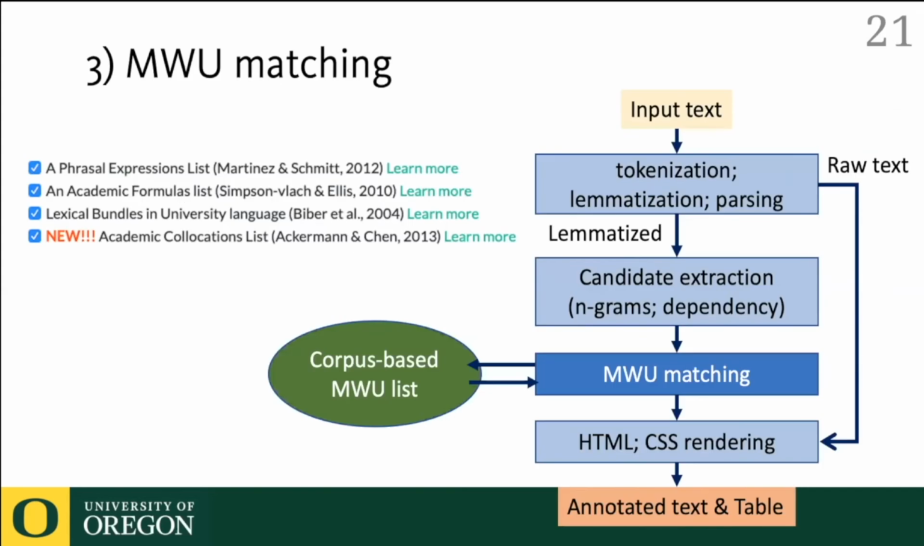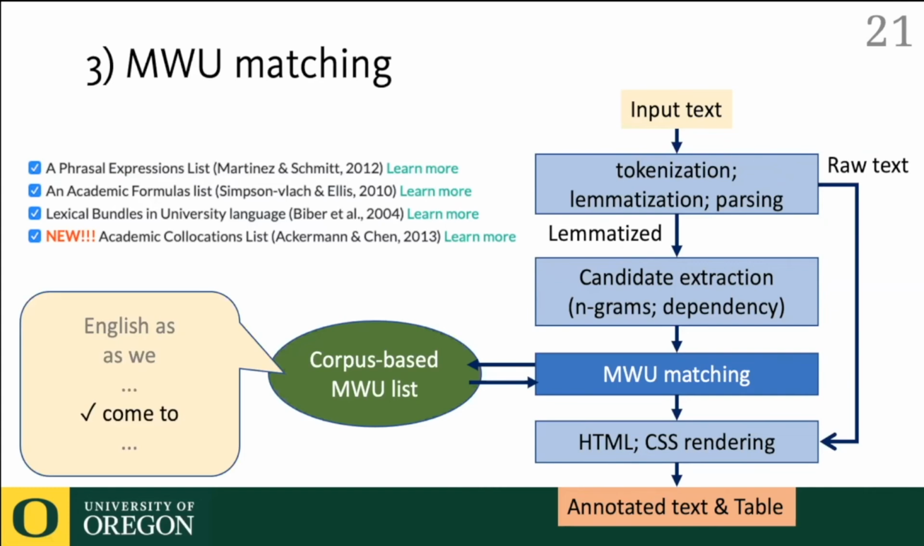Once we have extracted all the potential expressions, at the next stage we match those expressions against the corpus-based multi-word unit list, as you can see here. So this is a simple match: whether each expression extracted from the user input text is in the list or not. If it is in the list, it is returned as a multi-word unit and then stored for later visualization.